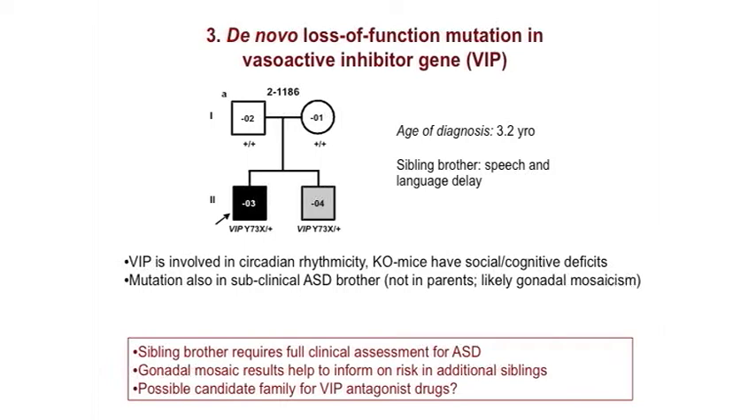And apparently there are antagonist drugs for VIP that are used in cancers that might be considered as a treatment in this family. But again, just identifying that the pathway is involved can inform on the drug treatment possibilities.